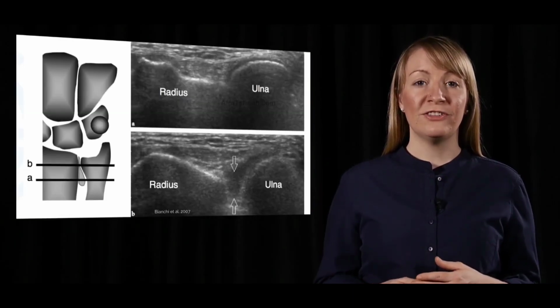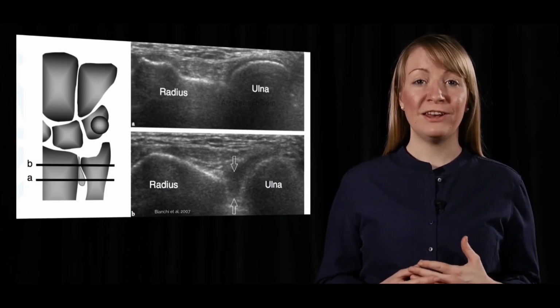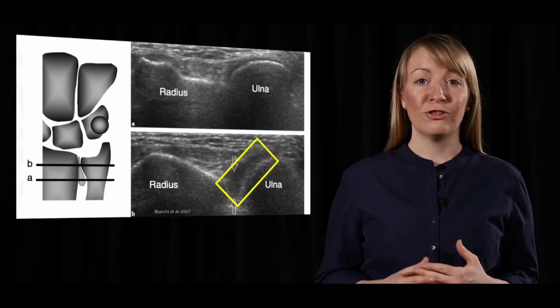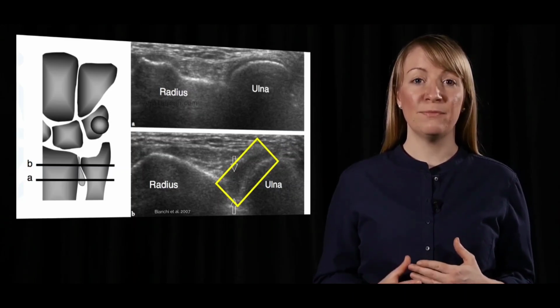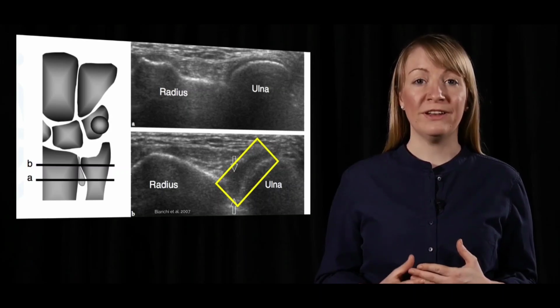This slide shows the necessity to scan proximal and distal at the distal radio-ulnar joint. Indicated in the yellow box is the proximal recess distended by fluid as a result of a distal radio-ulnar joint synovitis.